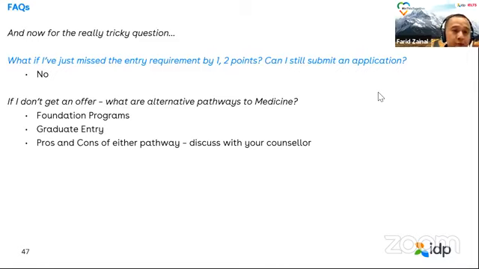But having said this, if you do not get an offer, you can explore alternative pathways to medicine. As mentioned, you can do it at the foundation level or graduate entry, and do explore further the advantages and disadvantages of this pathway. Similarly, at this point of time, do look into attempting the SATs with regards to Monash and the University of New South Wales Medicine Program. As mentioned, both universities will take in these results in place of your Year 12 A-level or IB scores.